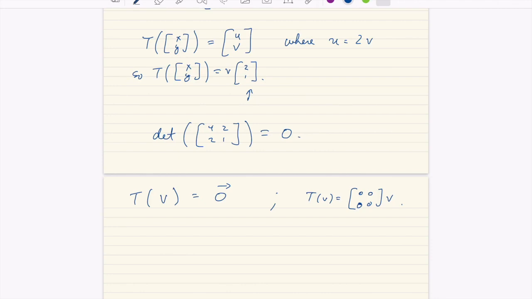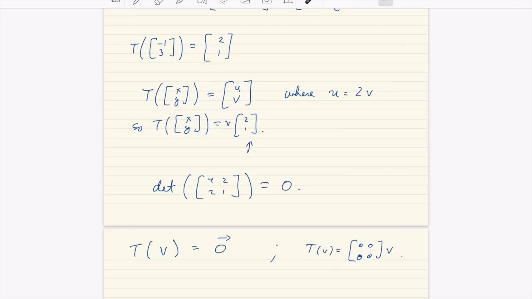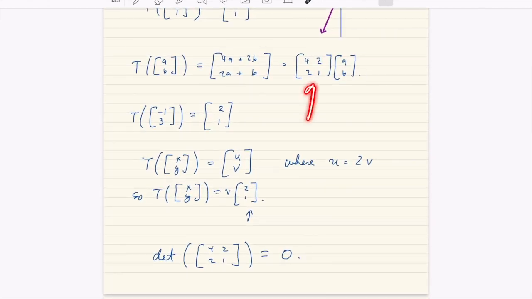Again, this matrix (0, 0, 0, 0) is the only matrix where every vector gets sent to the origin. That's the only matrix where that happens. The last thing I wanted to say about this example is to think about (0, 0, 0, 0) and the previous example that we saw, left multiplication by the matrix (4, 2, 2, 1). Both of these matrices have determinant 0, and therefore their images are not going to be all of R2.